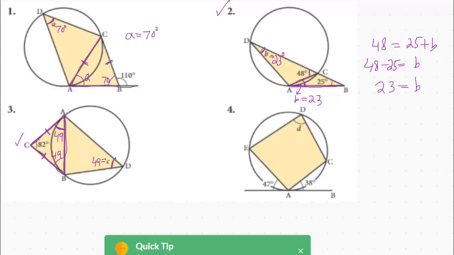Now question number 4. This is the tangent line, and this angle 38 is between the tangent line and the chord AC.